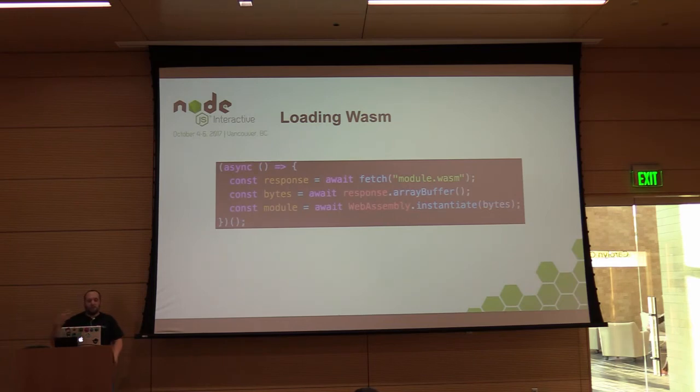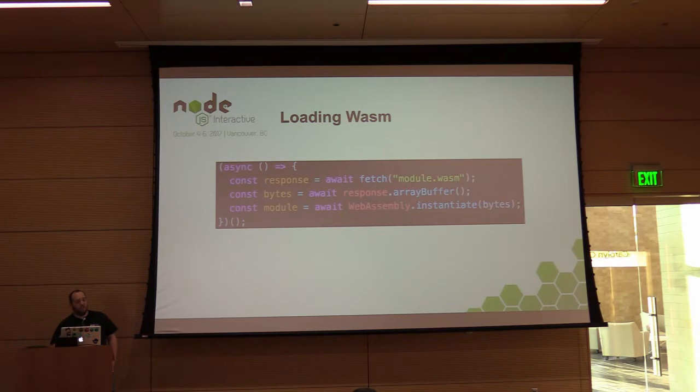What we're doing here is I have a module.wasm. This is a binary file. I'm fetching it from the network. And if you're doing this on Node.js, you could either fetch it from disk using the FS module, or you could fetch it from the network with a fetch polyfill, something like that. But anyway, we fetch it. Then we get the bytes. So just the raw bytes is what we're dealing with here.